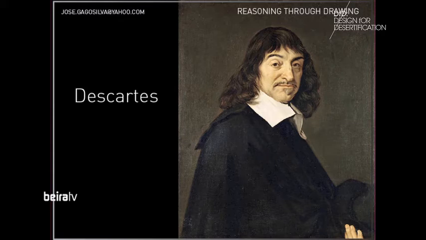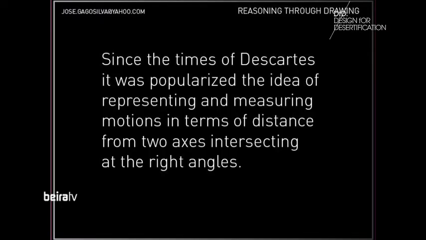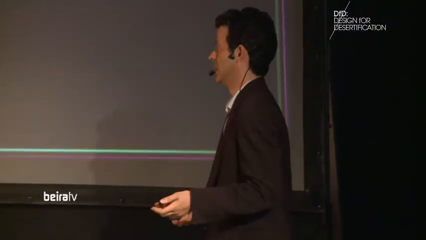All our science is based on bidimensional space, because since the times of Descartes, it was popularized the idea of representing and measuring motion in terms of distance from two axes intersecting at the right angles. So all our knowledge is based on a bidimensional surface where people draw equations, and with those equations we made this technology. Okay, so all representative equations are cluttered with letters like X, A, E, Z, and T.